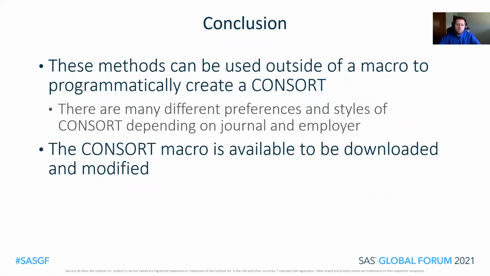So in conclusion, these methods can be used outside of a macro to programmatically create a consort. There are many different preferences and styles of consort depending on the journal and the employer. So people can try to design their own to fit their needs. The consort macro itself is available to be downloaded and potentially modified if others want to use it.